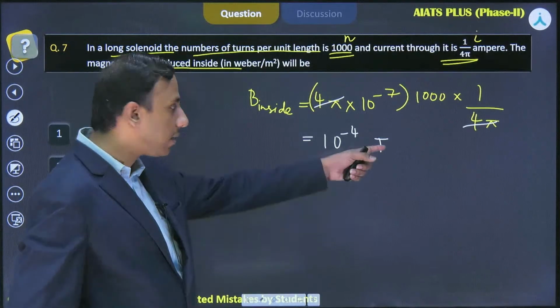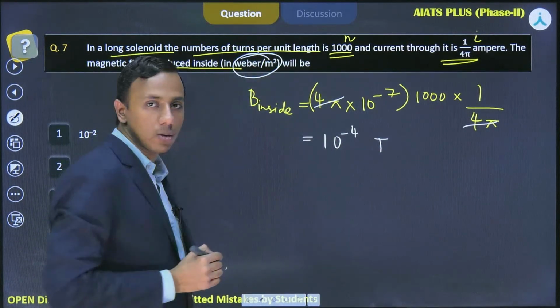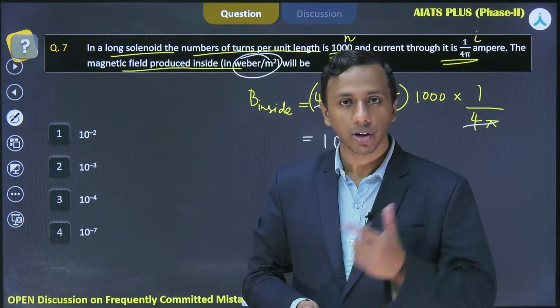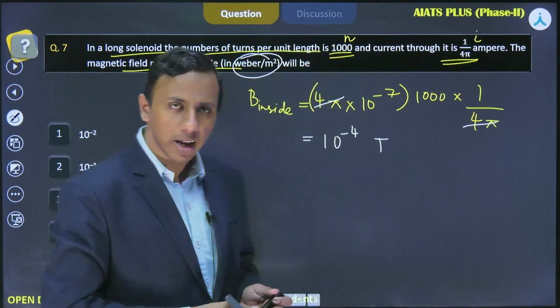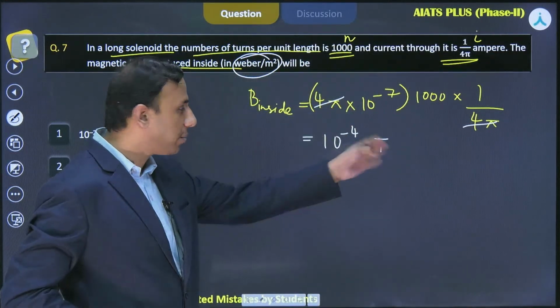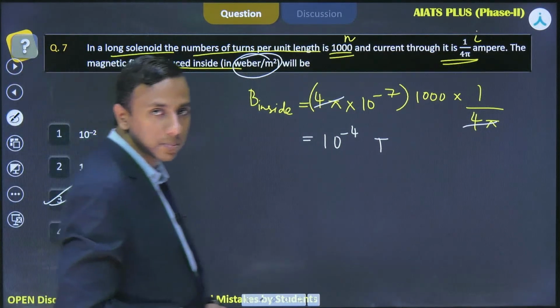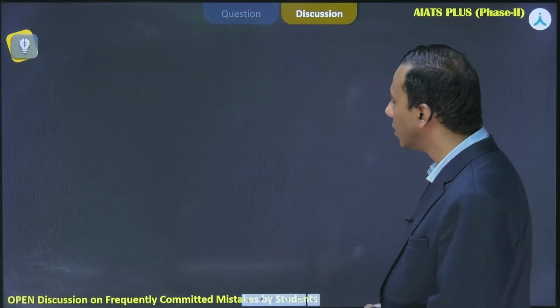Right, Tesla is the SI unit of magnetic field. Or here, if you see, Weber per meter square is also given. And Weber we just now talked about, right? It is the unit of flux. So flux per unit area is your magnetic field. In that way also the unit has been expressed. You can simply write Tesla also. But either way, the answer will remain the same. 10 power minus 4.